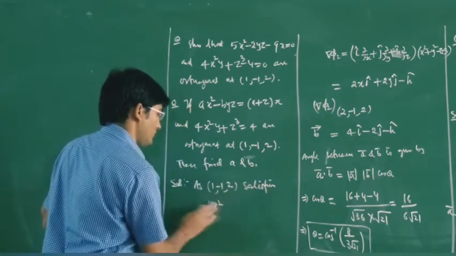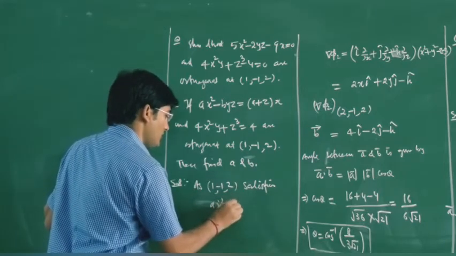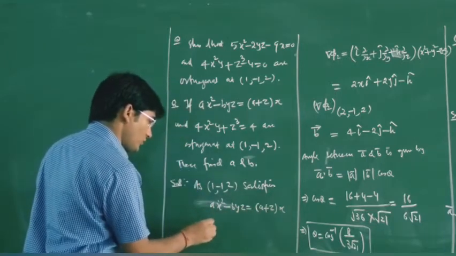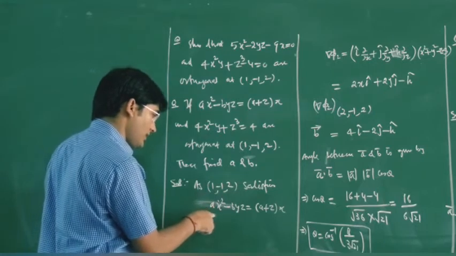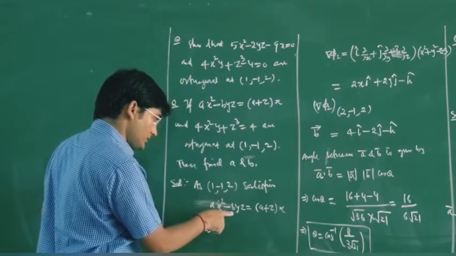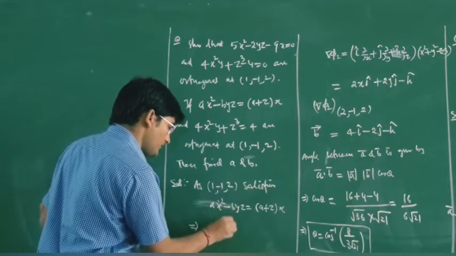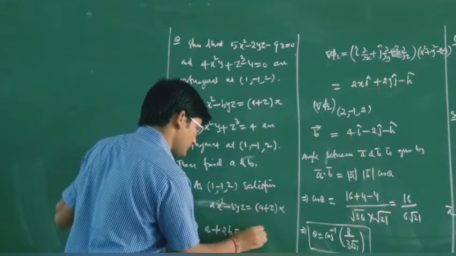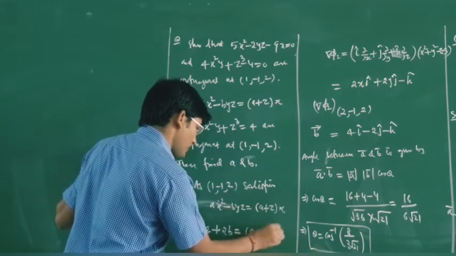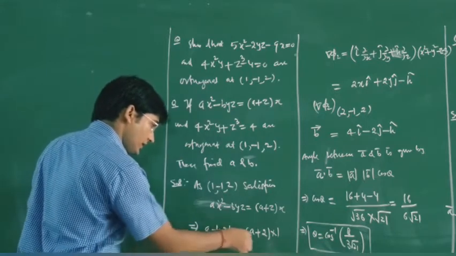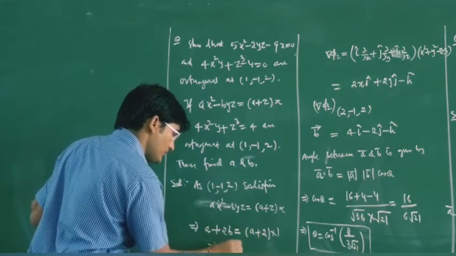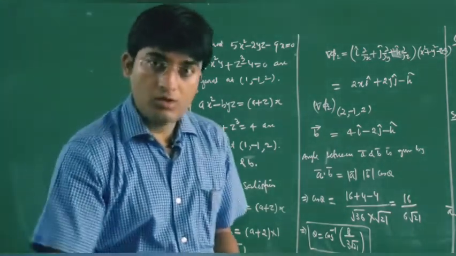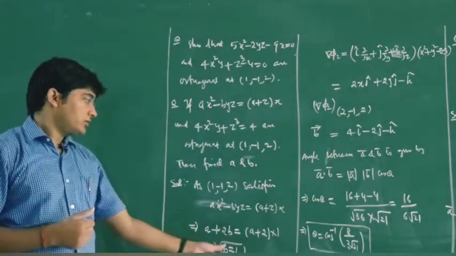And again if you put this point 1, minus 1, 2 in ax square minus byz equal to a plus zx, we have just put the value of x as 1, so we have a, then your y is minus 1, so this will be plus b, your z is 2, so this will be a plus 2b, equal to a plus z, your z is 2, so we have a plus 2 times x, your x is 1. Now here you can see that a and a cancel out, so 2b equal to 2, so we have b equal to 1. So in this case, the value of b is 1.